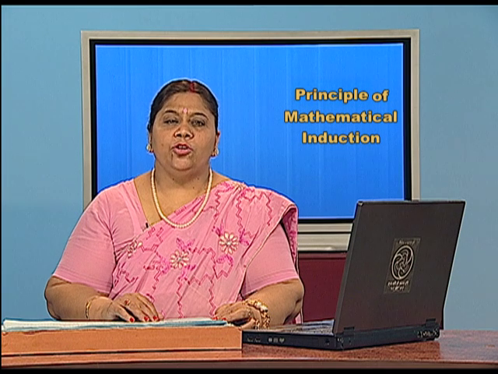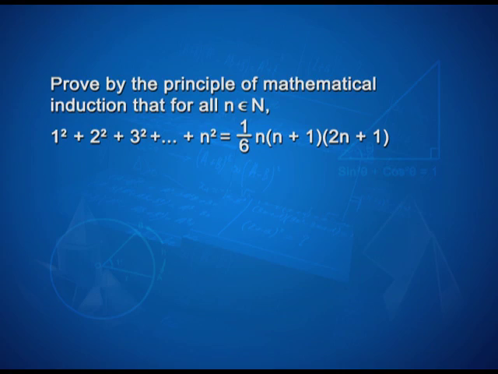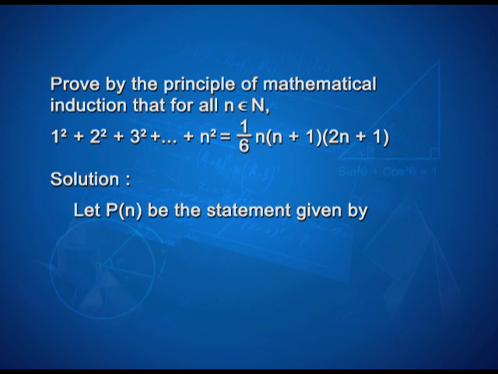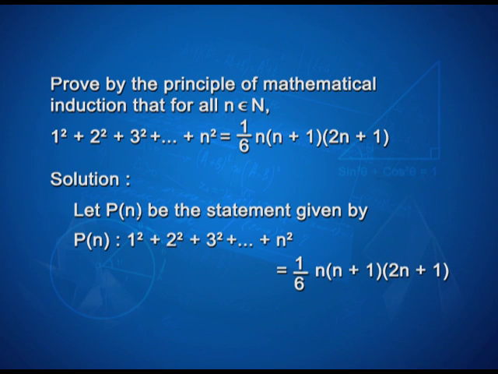Now, let us solve one more question using the principle of mathematical induction for all natural numbers: 1 square plus 2 square plus 3 square plus up to n square is equal to 1 upon 6 n into n plus 1 into 2n plus 1. Let p of n be the statement given by p of n: 1 square plus 2 square plus 3 square plus up to n square is equal to 1/6 n into n plus 1 into 2n plus 1.